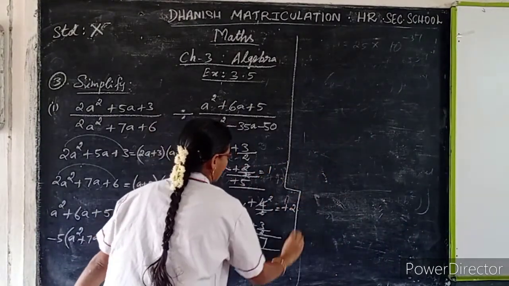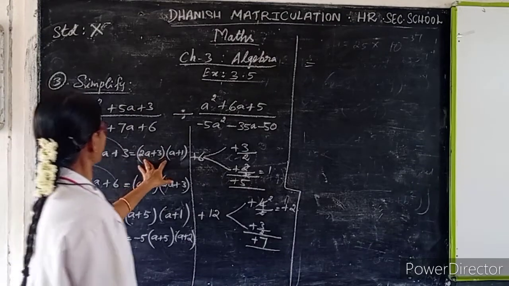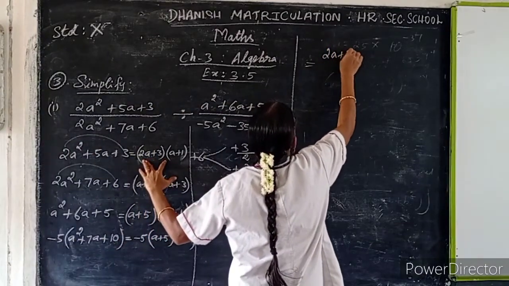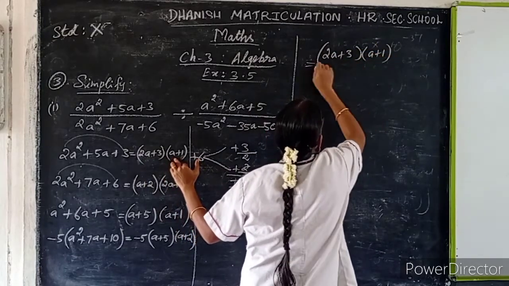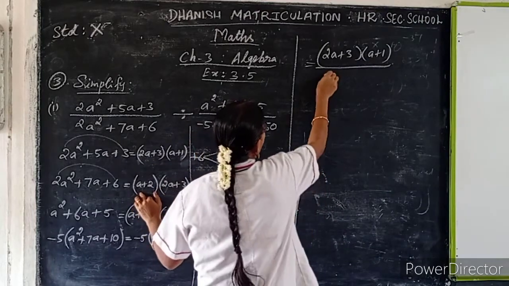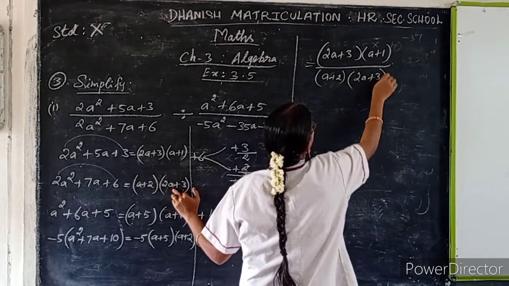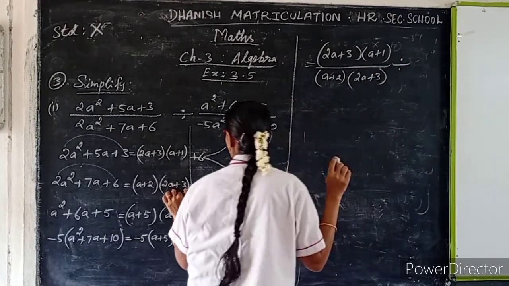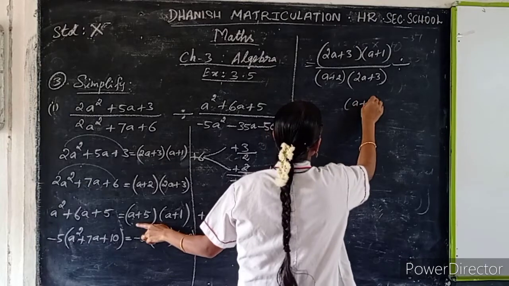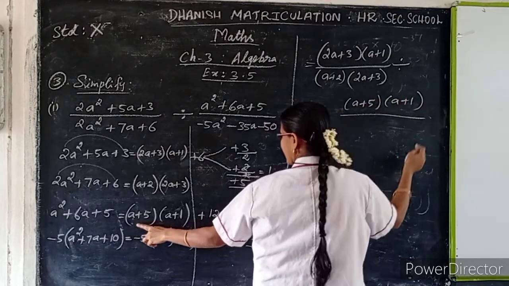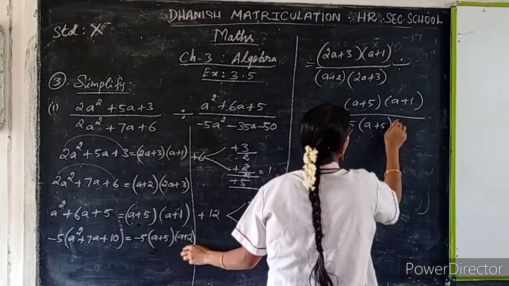First, this numerator can be written as factors. Here, (2A + 3)(A + 1) divided by (A + 2)(2A + 3), divided by the factors for this expression: (A + 5)(A + 1) divided by (-5)(A + 5)(A + 2).